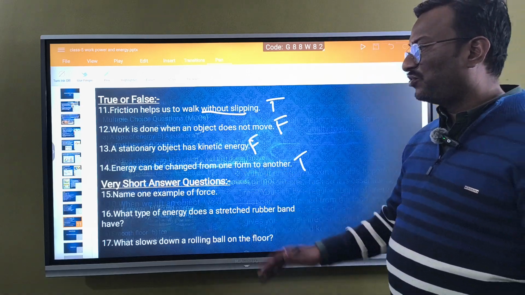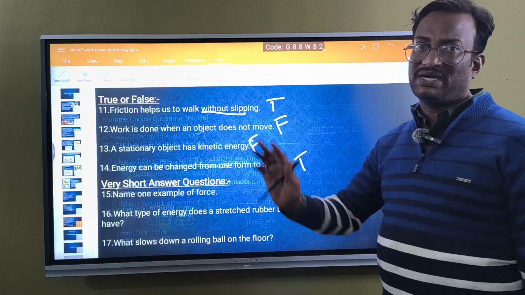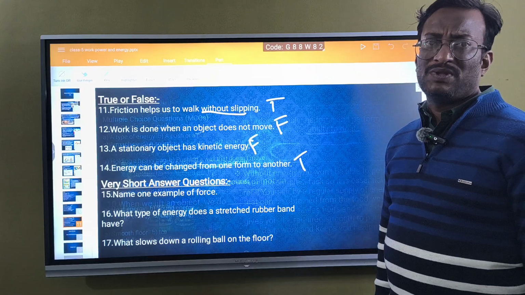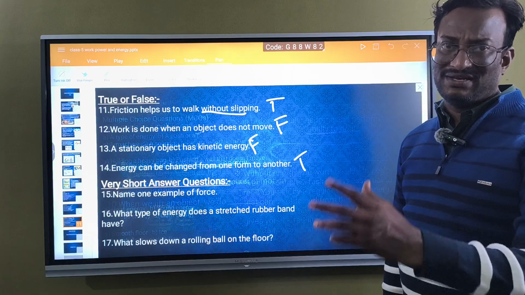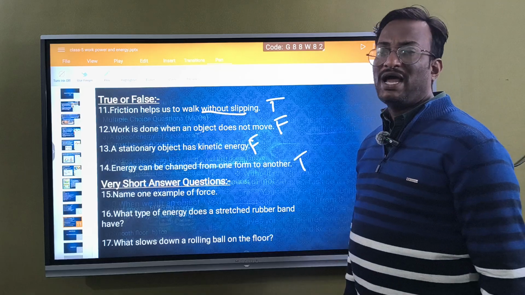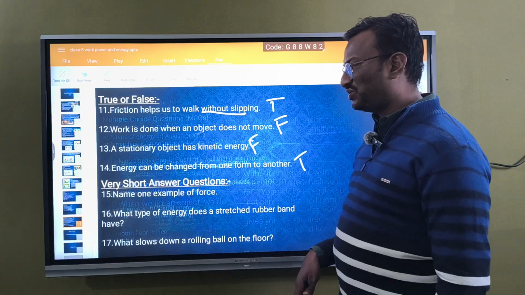Name one example of force. Pushing of an object. The moving of a bus or a moving train will have some sort of force. Kicking the football. You can tell a lot of examples like that.